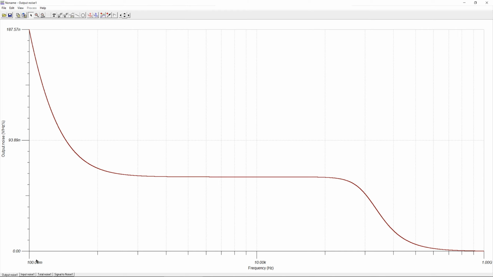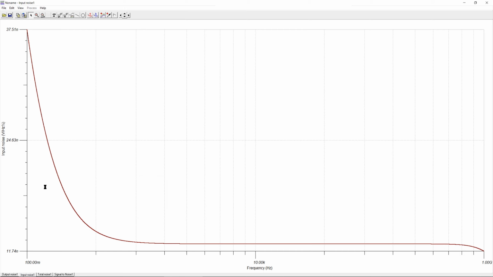I can also go to the input noise spectral density. Again, it starts off very large, but it has a frequency dependence part, which is the 1/f noise part, and then it has a constant value, and this part, which is going down, is due to the inaccurate modeling of the noise of the op-amp.